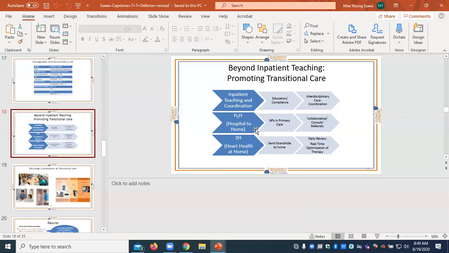H2H means when the patient goes home from hospital, for 30 days we are following up in a week, in 2 weeks, and in 1 month, because we cannot be paid if they come back in 2 weeks or 3 weeks. We give this kind of program free, whether you have insurance or not.